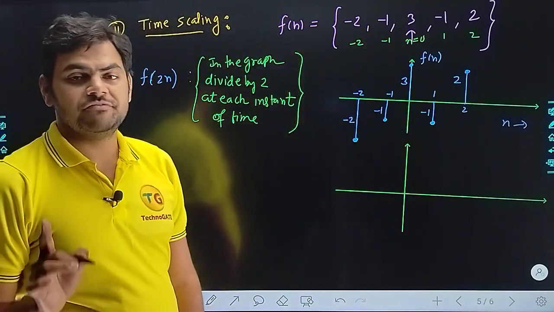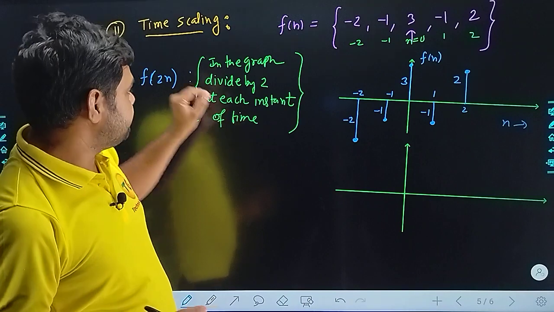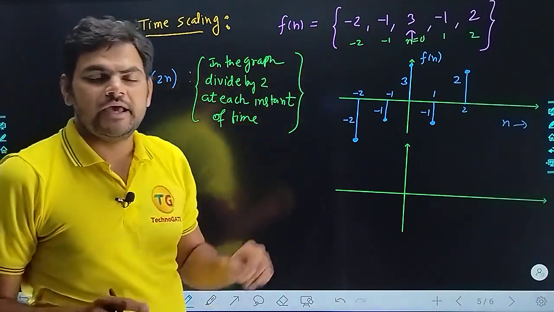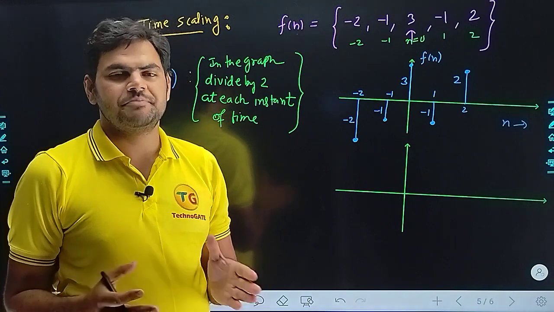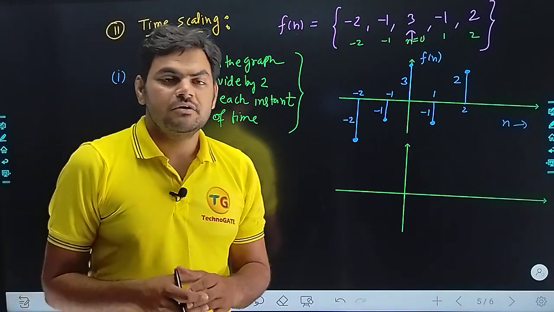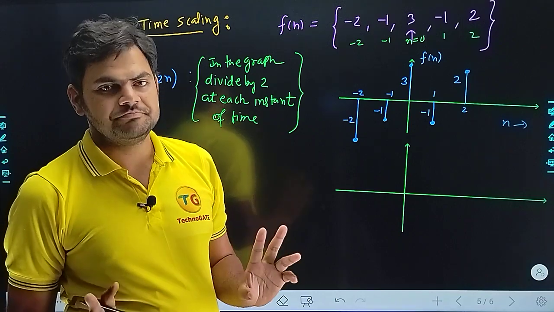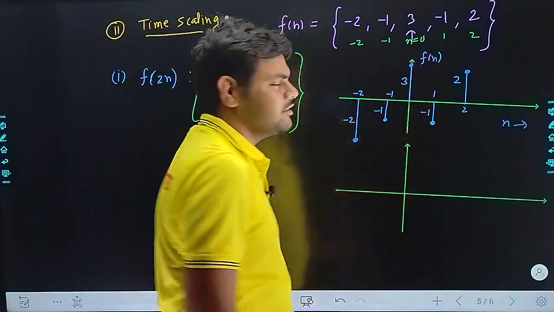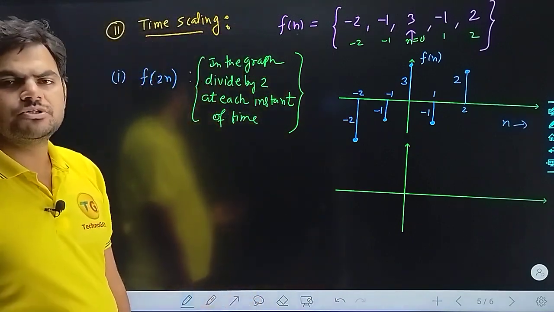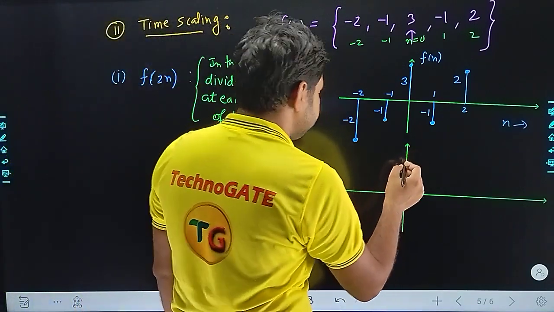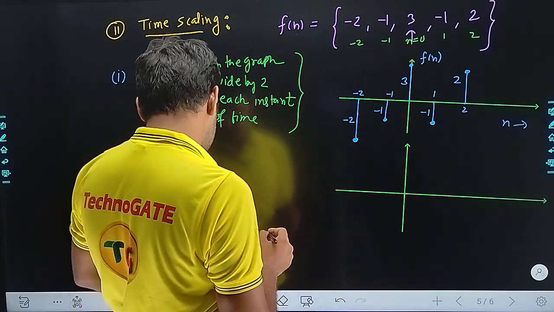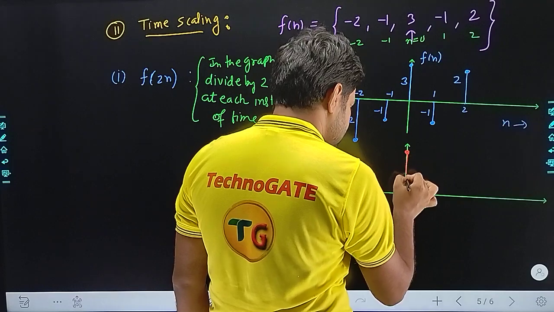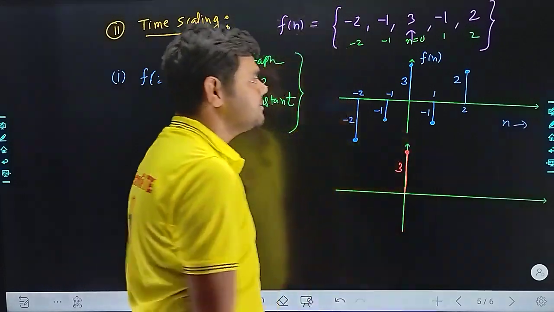Let me tell you one thing which is very important. Whether it is f of n or f of 2n, any discrete time signal which is represented in terms of n will not be defined for the non-integers. Understood? If I divide this 0 by 2, what will happen? No issue, it remains 0. So the sample present at n equal to 0 remains as it is. This sample will be 3.